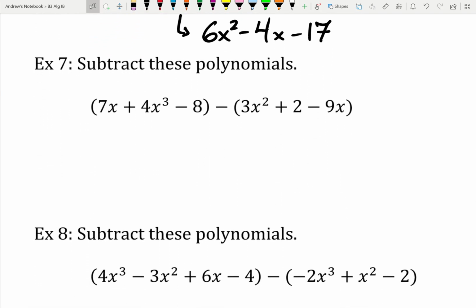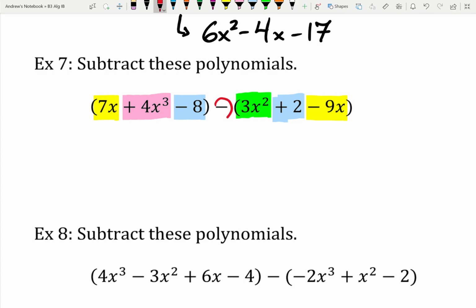Number 7, same kind of deal. We'll run through this one as well. Again, grabbing the like terms, I've got these ones that have just a regular old x. We got this x to the third that doesn't have anybody to go with. Oh, that's so sad. That's okay. Just like before, we're not going to forget about it. We got this minus 8 and this plus 2. And we've got this 3x squared over here.